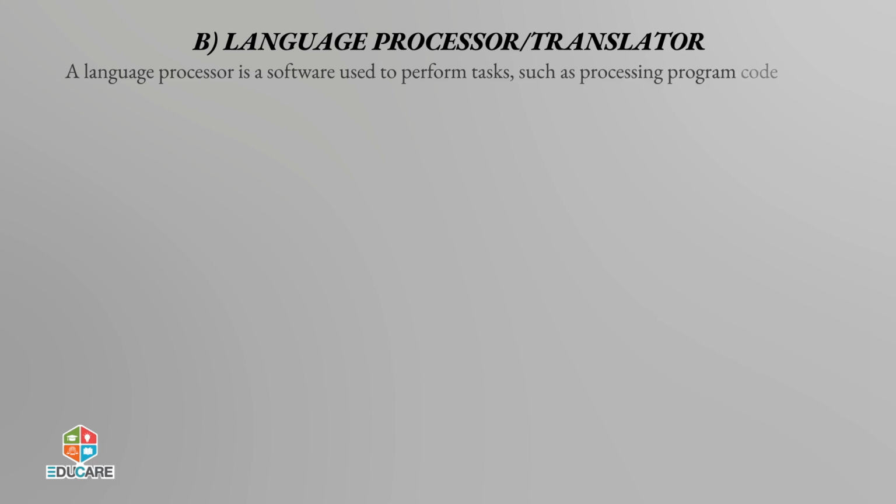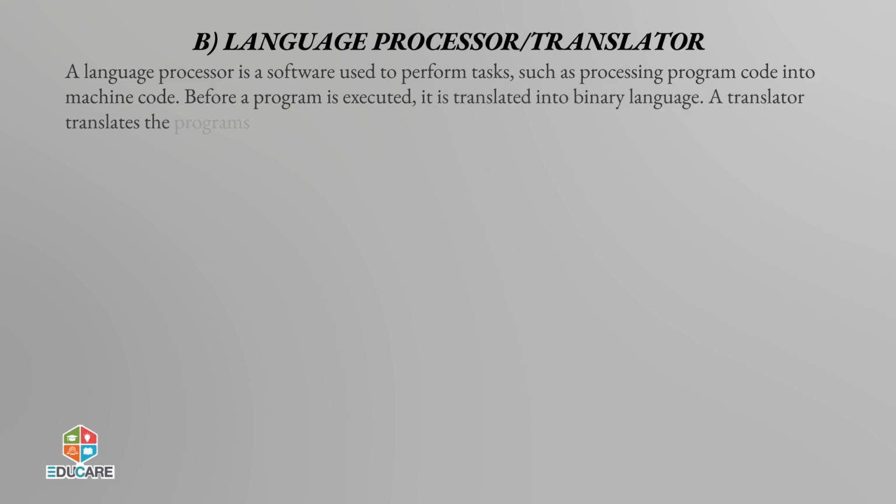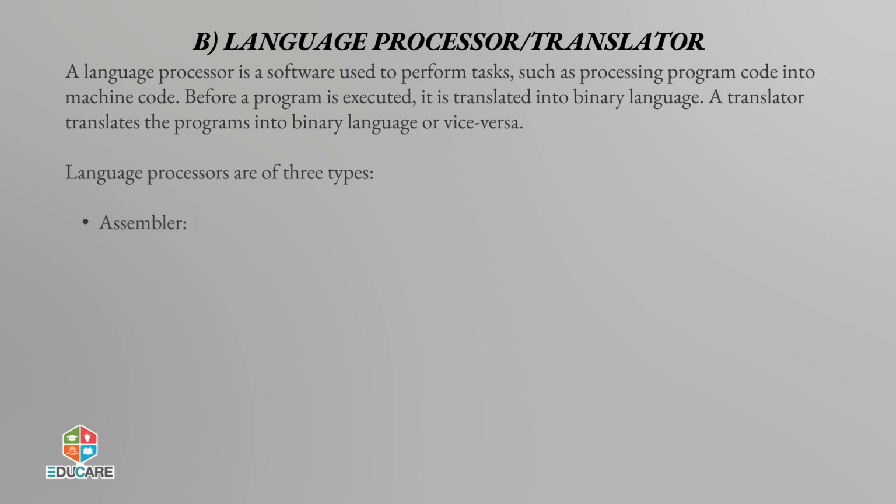Language processor or translator. A language processor is a software used to perform tasks such as processing program code into machine code. Before a program is executed, it is translated into binary language. A translator translates the programs into binary language or vice versa. Language processors are of three types.